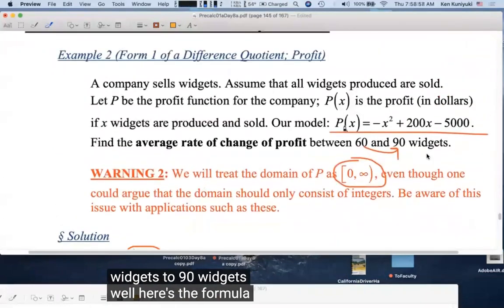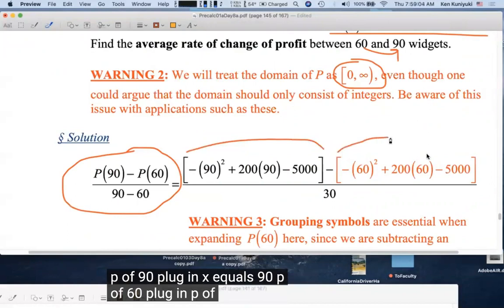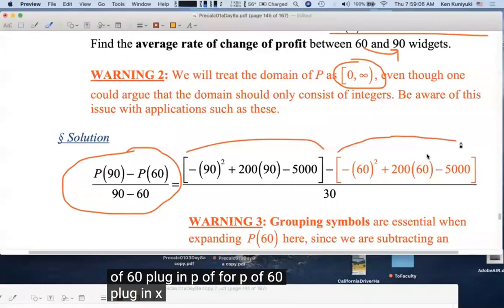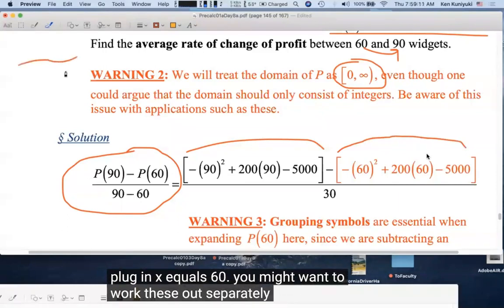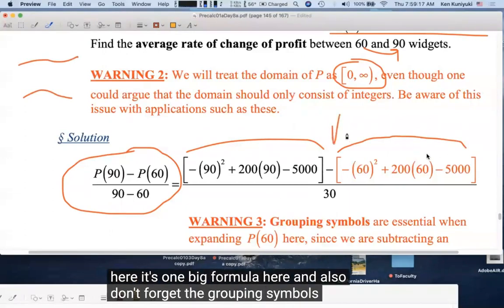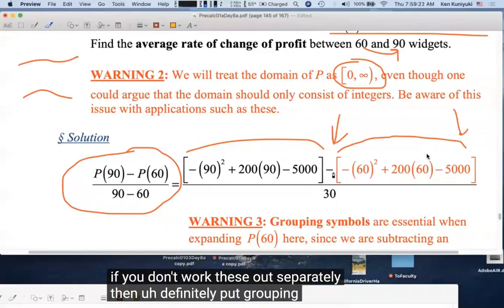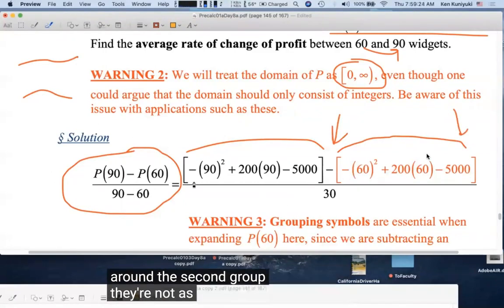Well, here's the formula for P of x. P of 90, plug in x equals 90. P of 60, plug in x equals 60. You might want to work these out separately. Here it's one big formula here. And also don't forget the grouping symbols. If you don't work these out separately, then definitely put grouping symbols around the second group. They're not as necessary in the first group. Divided by 90 minus 60, which is 30.